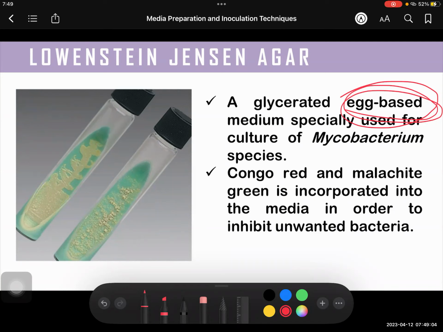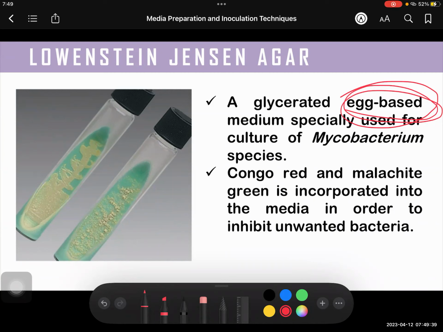And for this, Congo red and malachite green is incorporated in order to inhibit unwanted bacteria. So similarly, with other fastidious organisms, mahirap tumubo si Mycobacterium class. Okay? They are slow growers. Specifically, Mycobacterium tuberculosis, they are slow growers. If we're going to be culturing them using the traditional method, it would take them at least a month to grow. Kasi nga sobrang slow grower sila. You will have to wait 2 months before you discard the culture media kasi nga slow grower sila.